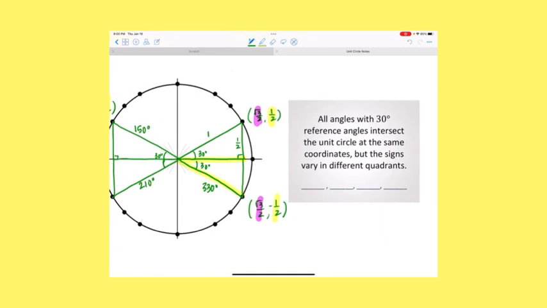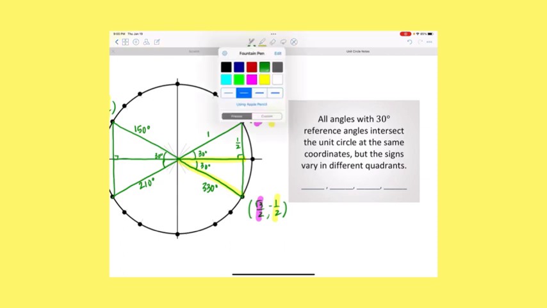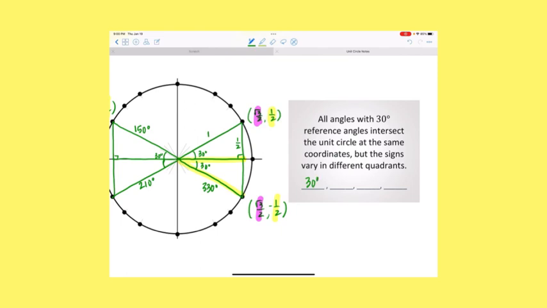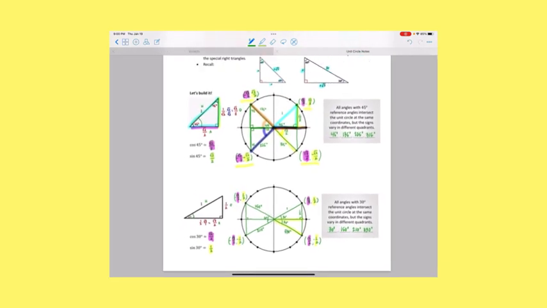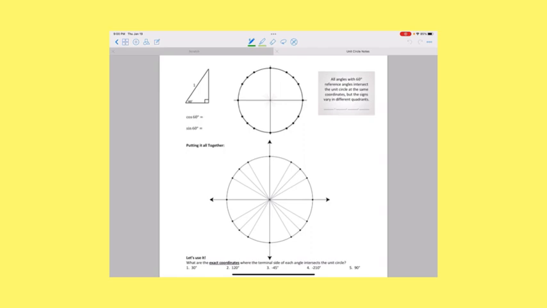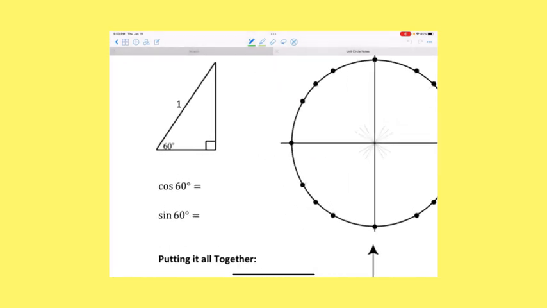So all angles that have a 30-degree reference angle intersect the unit circle at the same coordinates, radical 3 over 2 and 1/2. The only things that will change will be the signs, because the signs are different in different quadrants. So if we're looking at a 30-degree angle, or a 150-degree angle, or a 210-degree angle, or a 330-degree angle, all of those angles will have the same values for sine and cosine, except that positives versus negatives may vary. Okay? And then one more round of this with, again, the 30, 60, 90, but the focus on the 60.